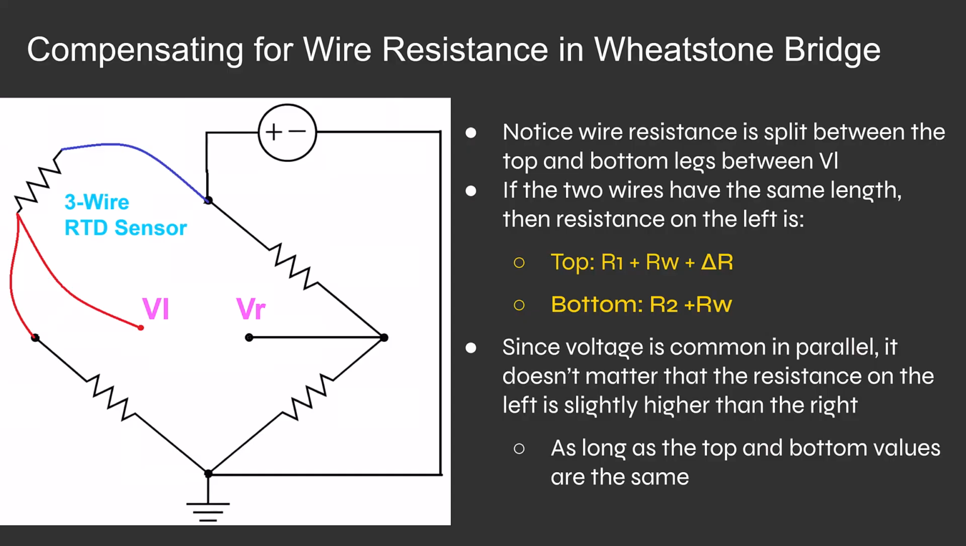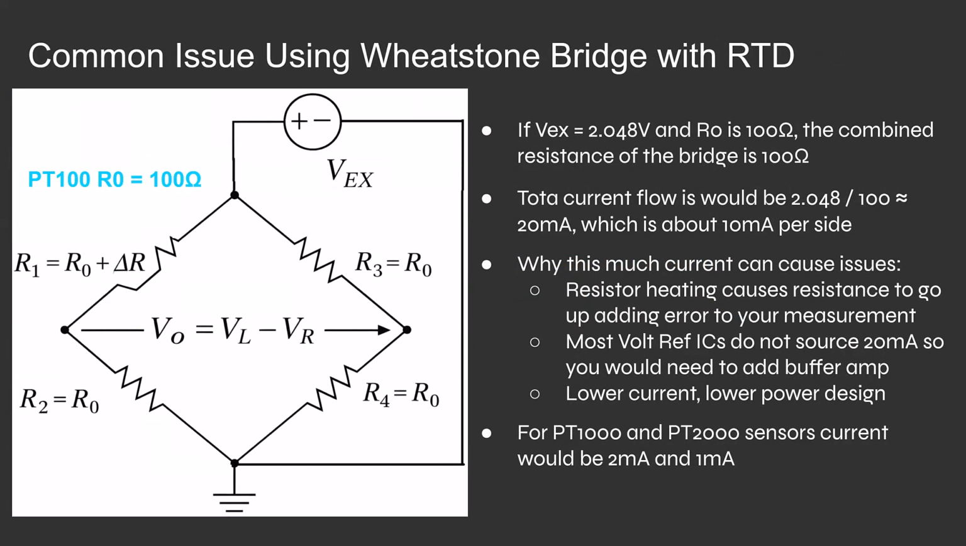Well, let me talk about some common issues you need to be aware of when you use a Wheatstone bridge for the first time with an RTD sensor. So let's take an example where we're using an excitation voltage of 2.048 volts, which you'll see in our demo. That's the same reference value of our ADC that we're going to use, and it's a common reference voltage. And we're going to be using a PT100 sensor, so our nominal resistance is going to be 100 ohms. So R2, R3, R4 will also be 100 ohms.